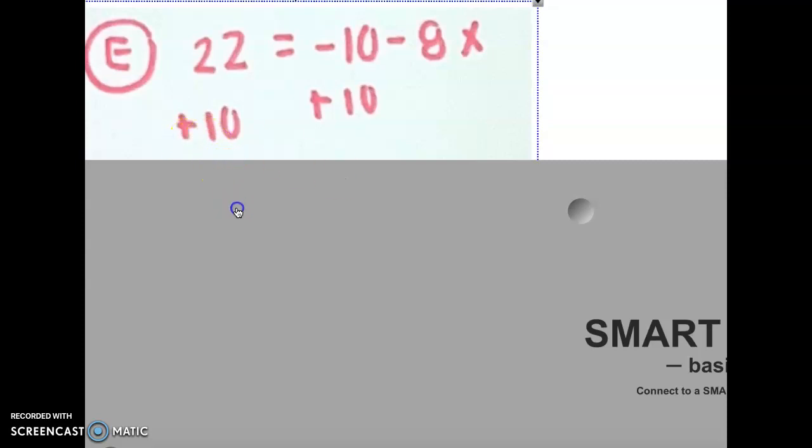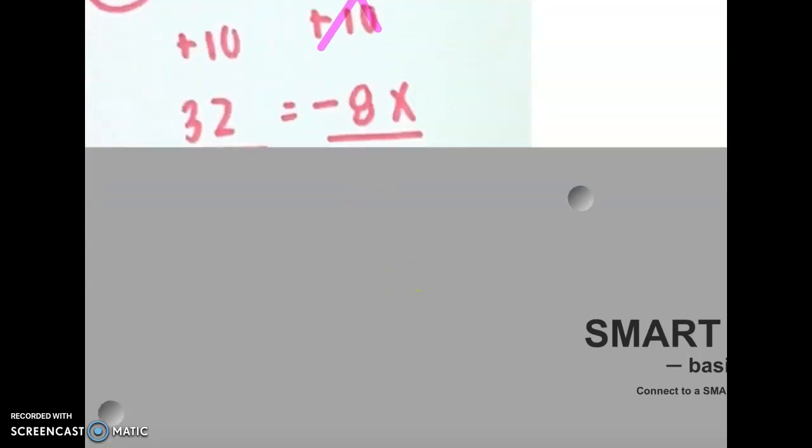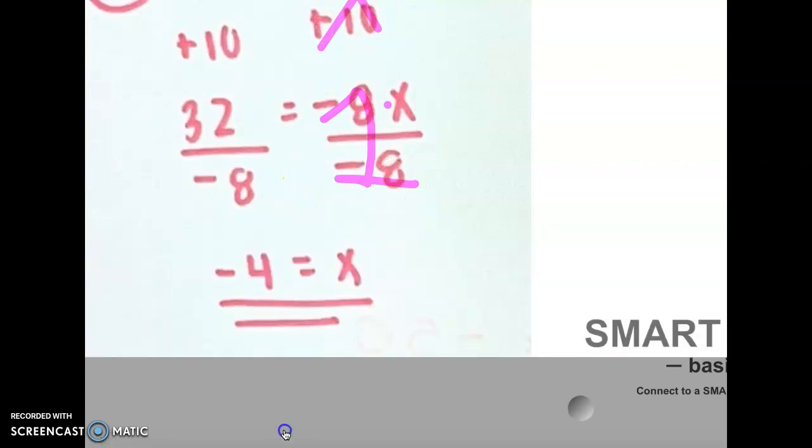When we do that, we get that 32 is equal to negative 8x. Because remember, since we had a minus 10 and we added it to both sides, they just go away. We successfully moved this. All right, so now we have 32 equals negative 8x. Remember, that's negative 8 times x. So to undo multiplying by negative 8, we're going to divide by negative 8 on both sides. When we do that, remember, negative 8 over negative 8 makes a big giant 1. So we are left with negative 4 is equal to x.